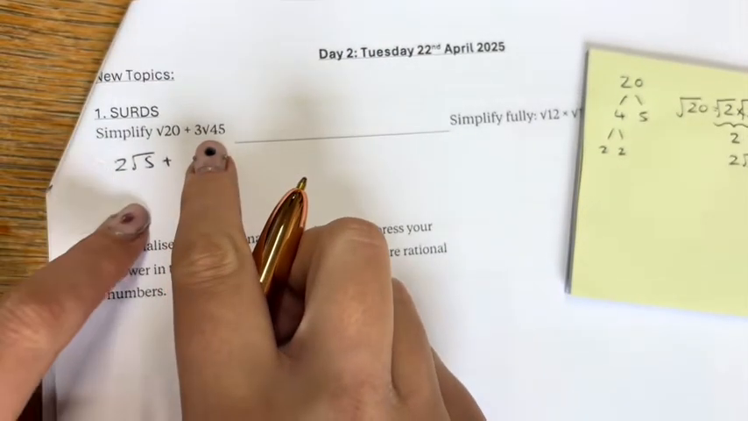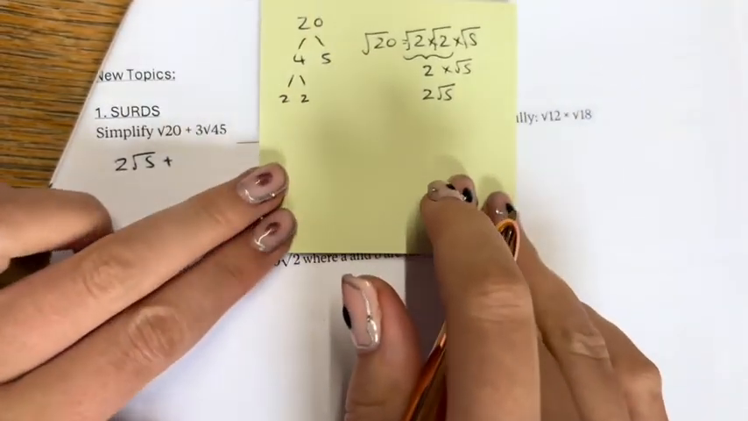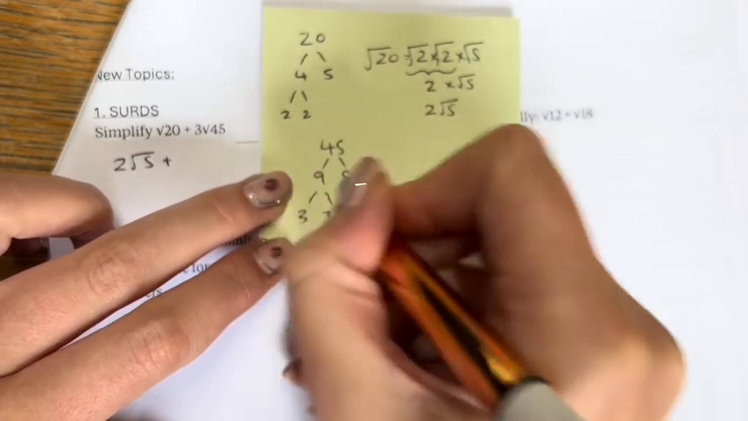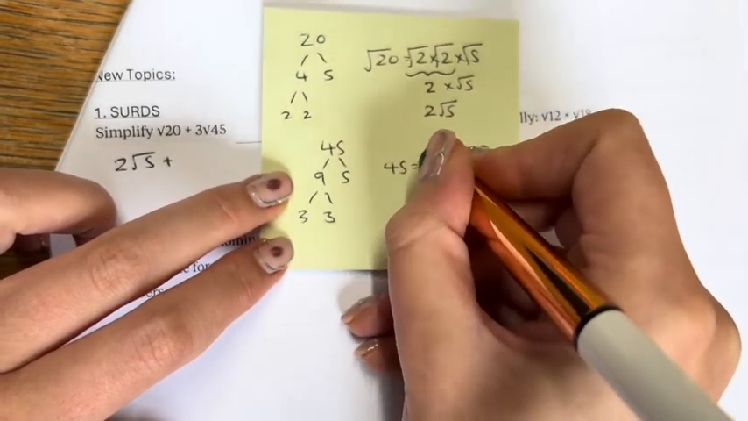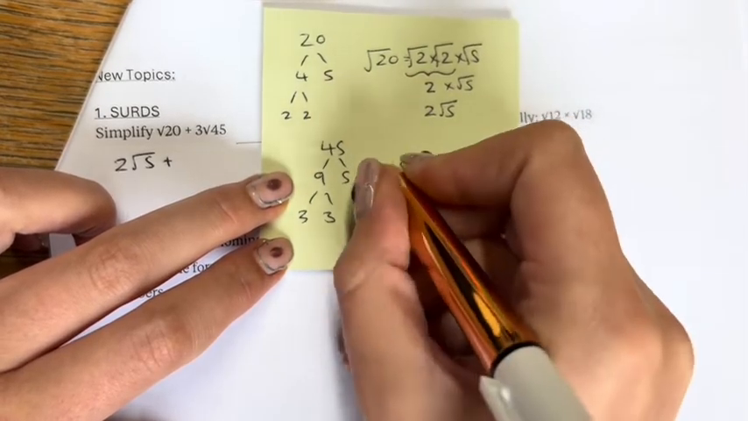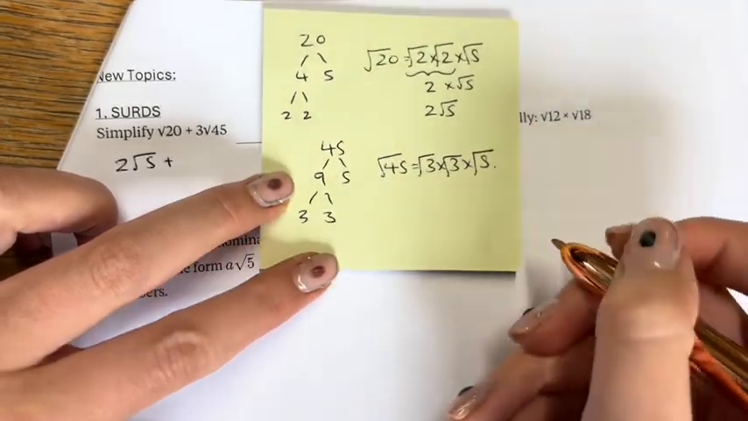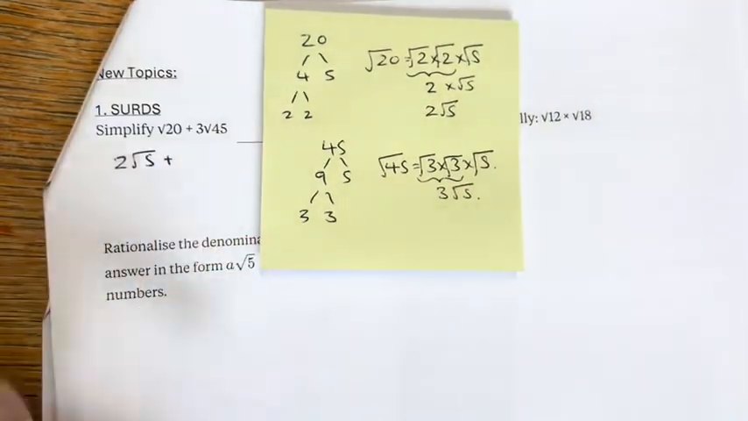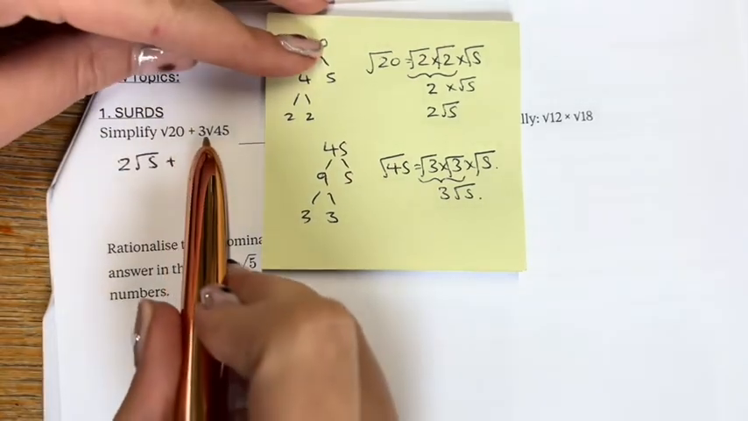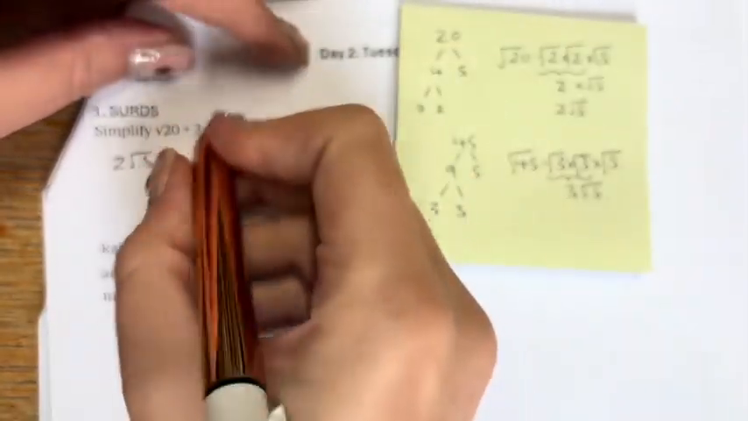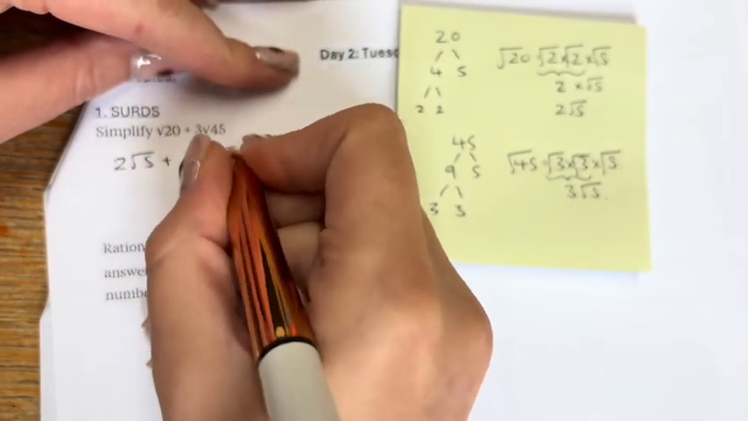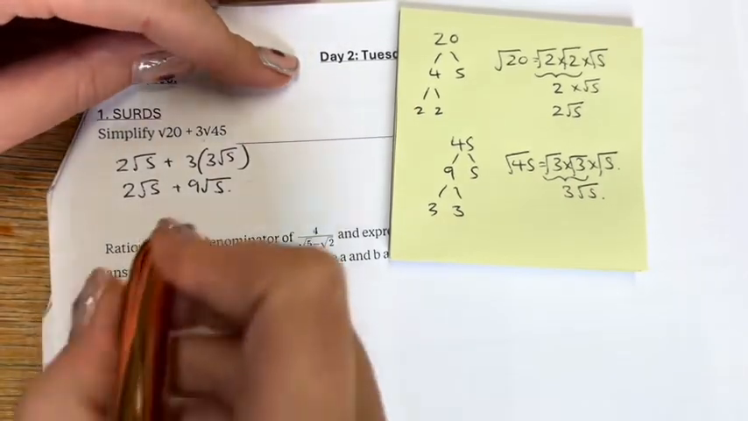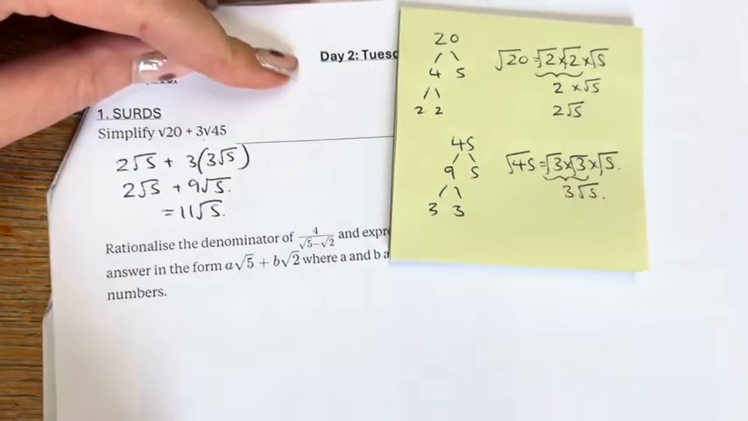Now this one, I'm just going to look at the root 45 using the same method. So 45, 9 and 5, 3 and 3. So 45 is 3 times 3 times 5. Root, root, root, root. I've got a pair here. So that's going to be 3 root 5. But we need to be careful because it was 3 times root 45. So plus 3 times 3 root 5, which will give me 2 root 5 plus 9 root 5, which will be 11 root 5.